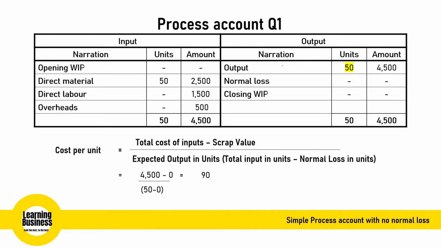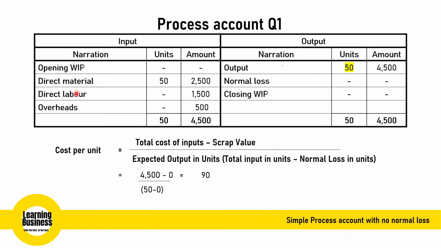So this is the process account for the question that we just discussed. In this question, we didn't have any opening work in progress. So opening work in progress is 0 in terms of units and 0 in terms of amount. They did mention that direct material has been used. So under direct material, they have specified the units used in the question. So it will be 50 mentioned here and the amount is 2500, and you will include that over here.